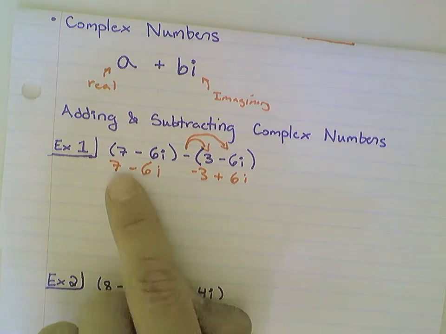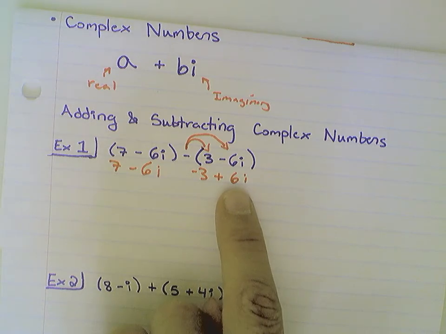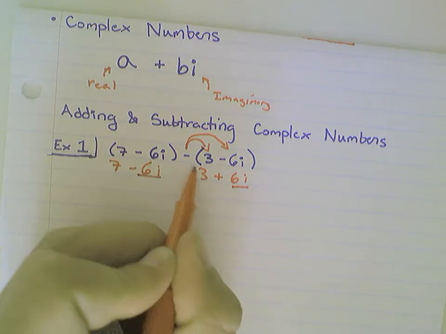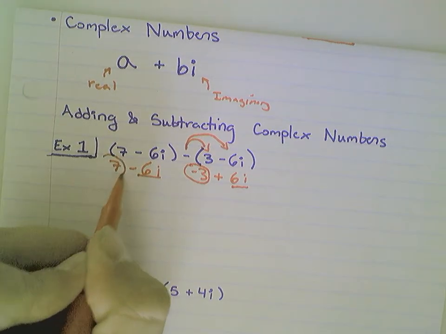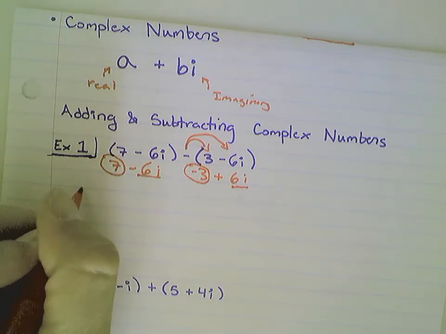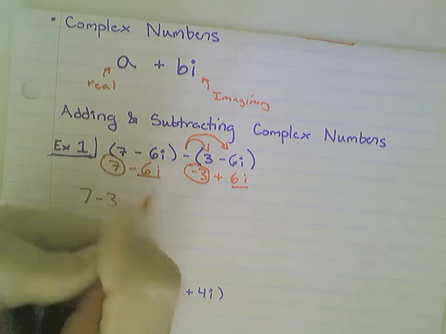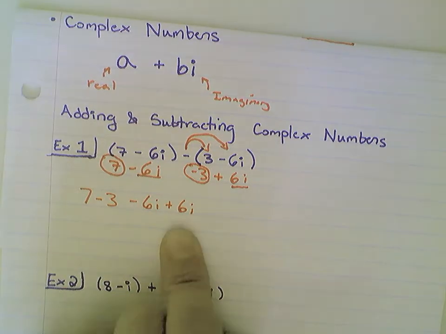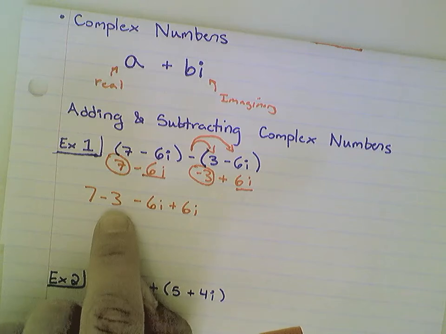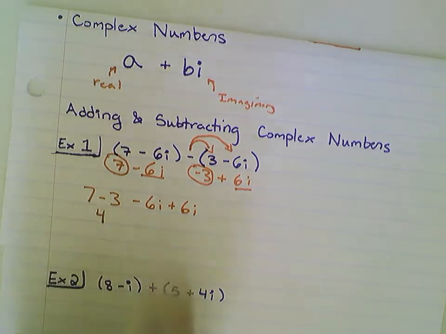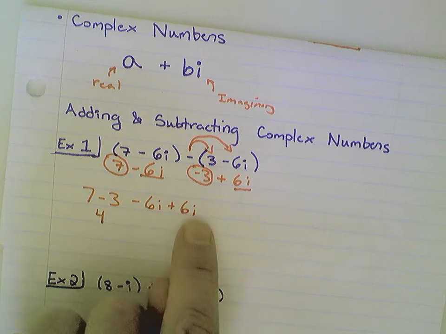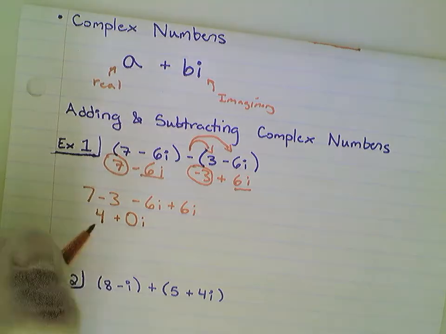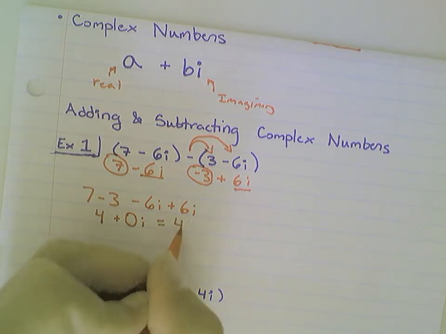At this step here, this becomes exactly like combining like terms. So I'm going to end up combining the i terms, and then I'm going to end up combining the numerical terms. So for instance, I can write this as 7 - 3, and then -6i + 6i. Well, if I take 7 - 3, that will be 4. And then if I take -6i + 6i, I will get + 0i. Or in this case, that's really just 4.